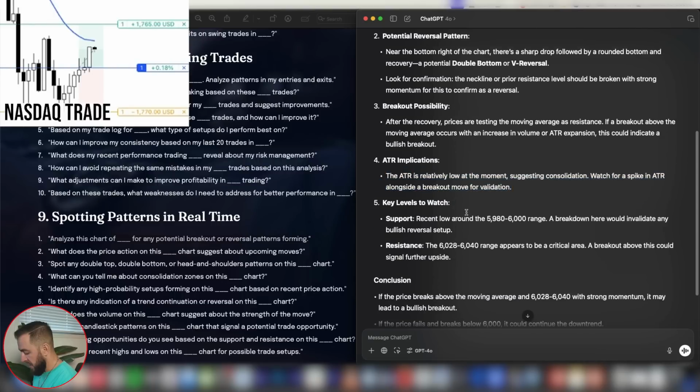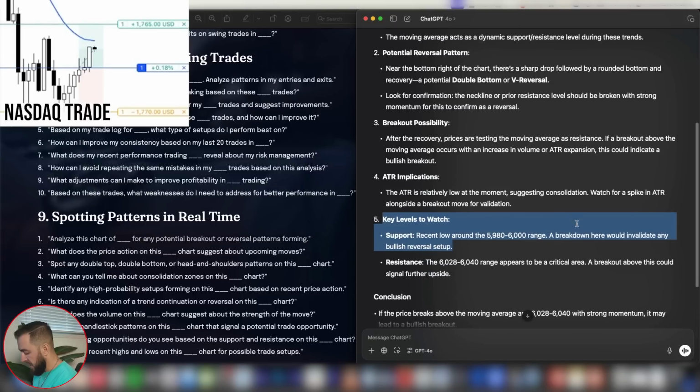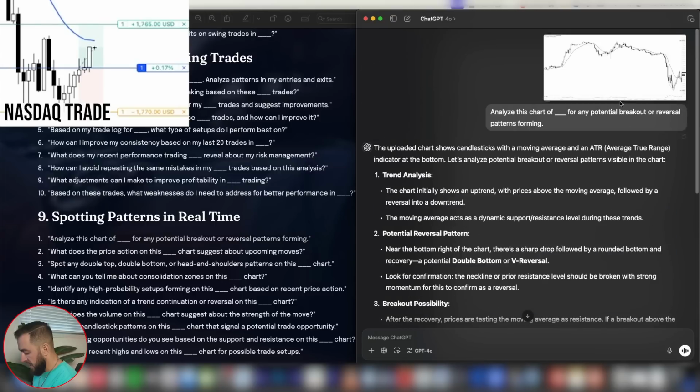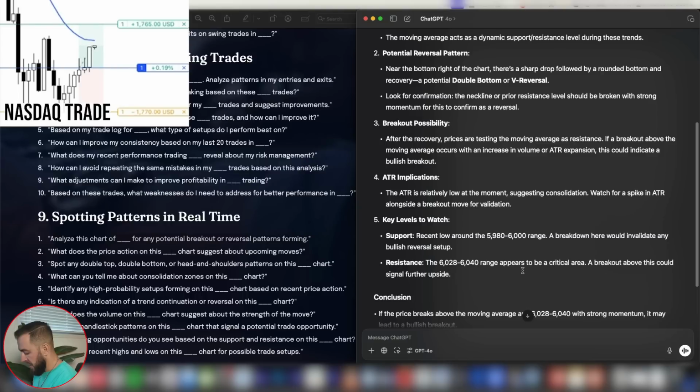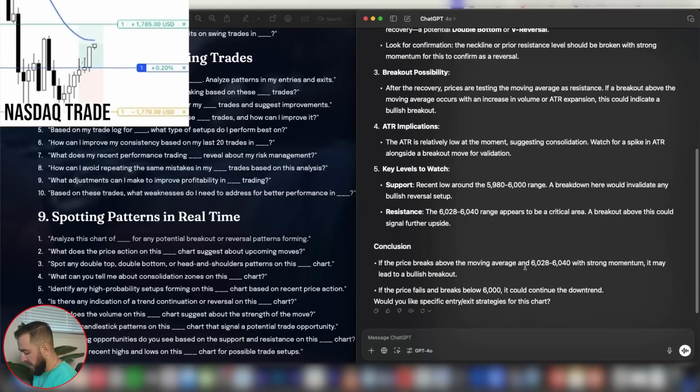Number 5, key levels to watch. Support. Recent lows around the 5980 to 6000 range. A breakout here would invalidate any bullish reversal setup. So this is giving us invalidation signals. Awesome. And then, of course, we get a conclusion. So what do they say is the bottom line? If the price breaks above the moving average with strong momentum, it may lead to a bullish breakout. If the price fails and breaks below 6,000, it could continue the downtrend.